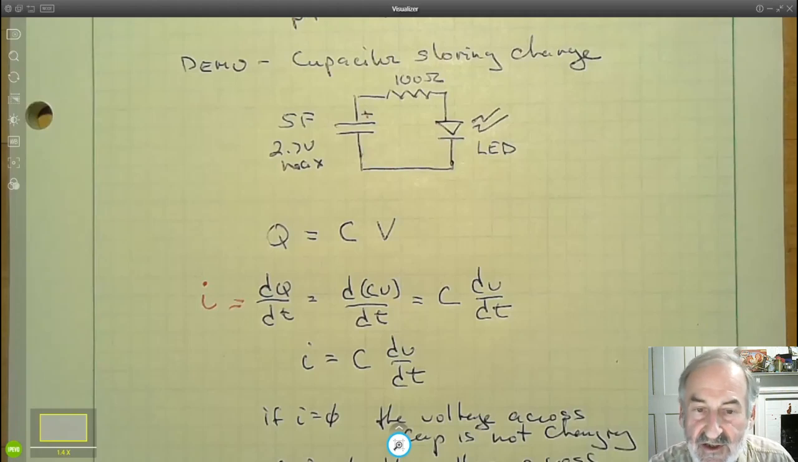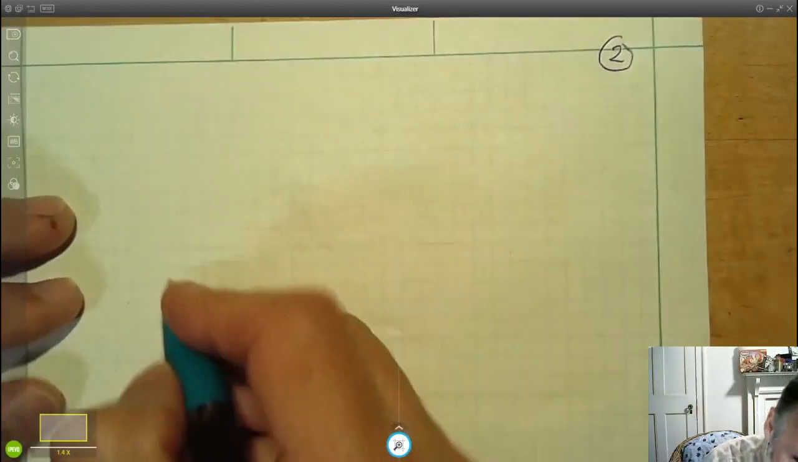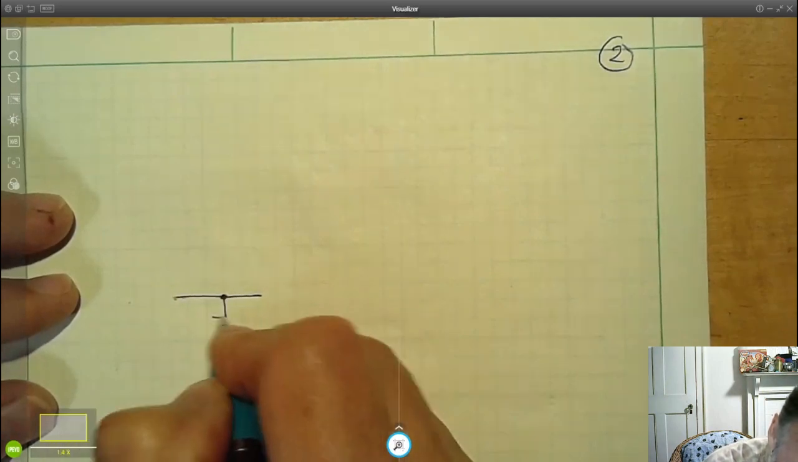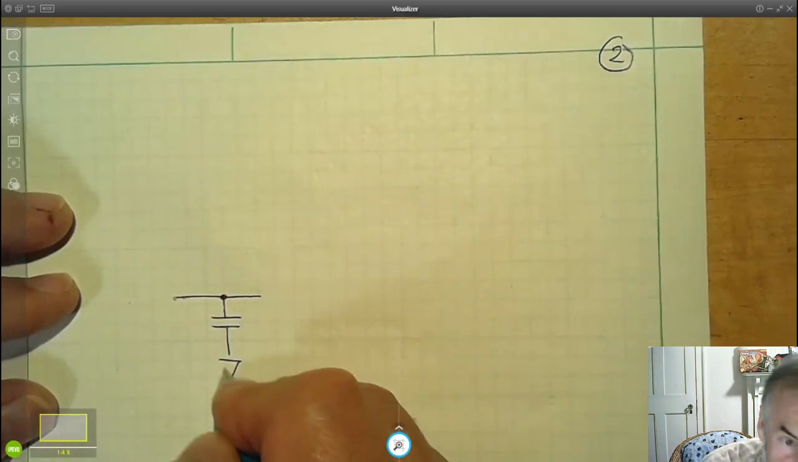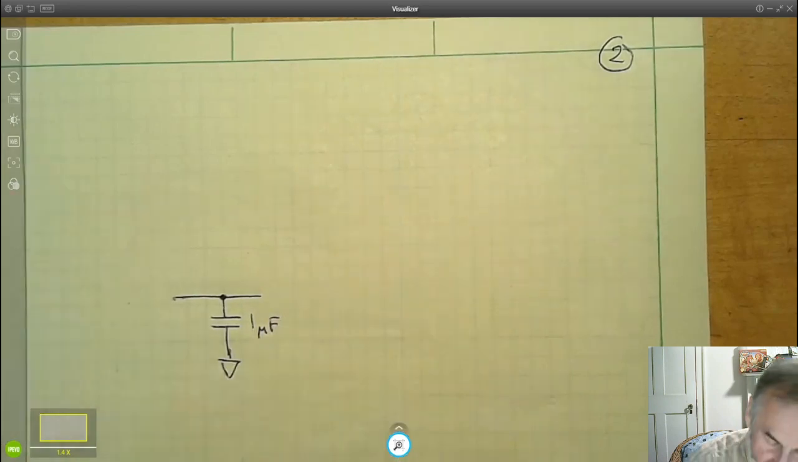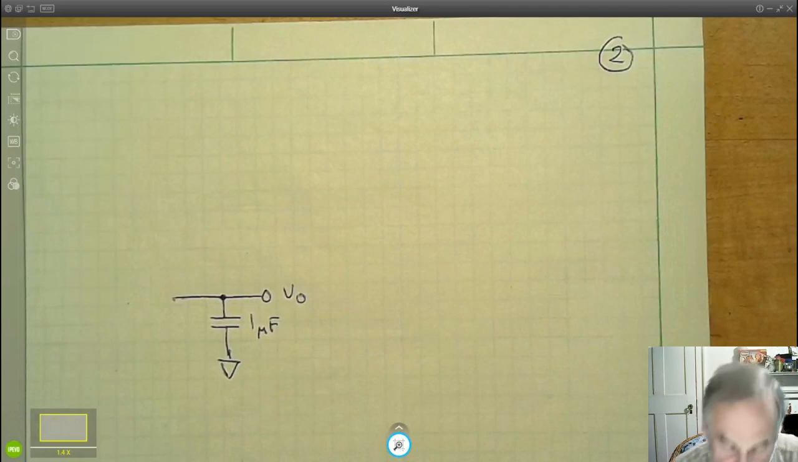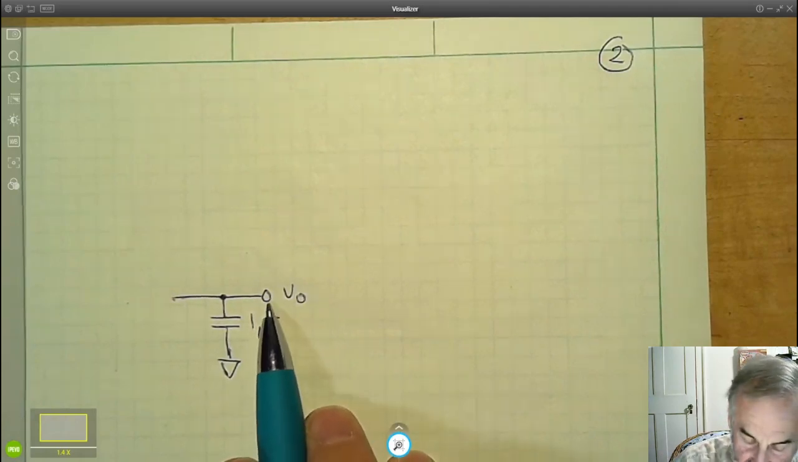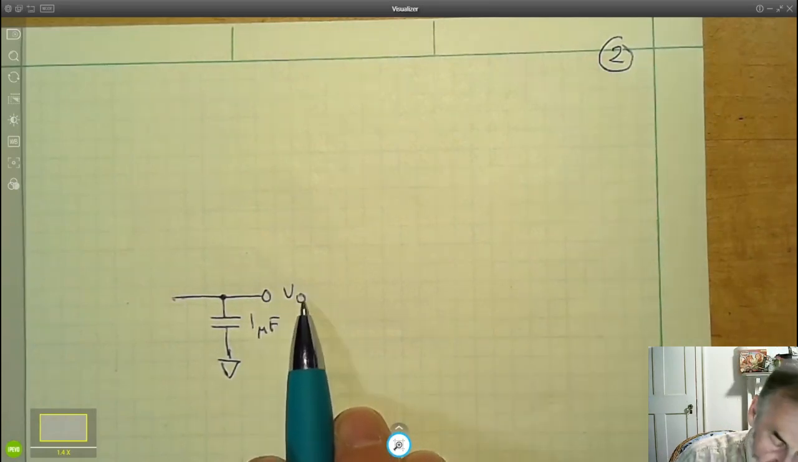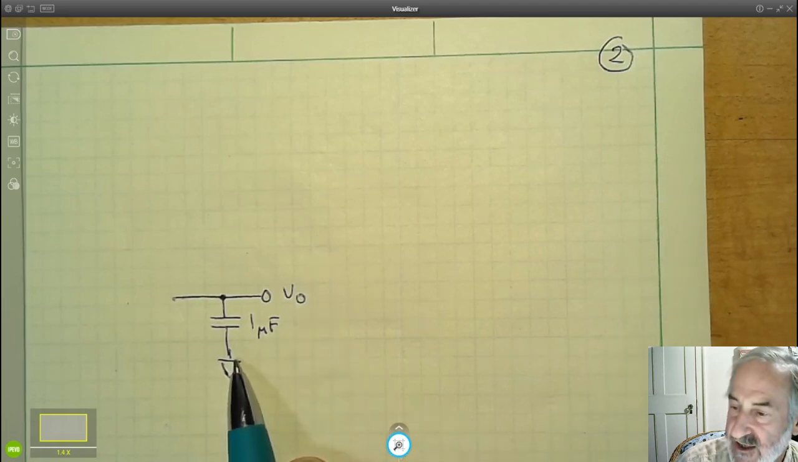So let's take a look at a particular experiment. Let's take a capacitor. Let's make it 1 microfarad because that's a nice even number. We're going to look at the voltage across the capacitor. Of course, when I write V out here, that voltage has to be referenced to something. It's referenced to ground, and I've connected the other end of the capacitor to ground.